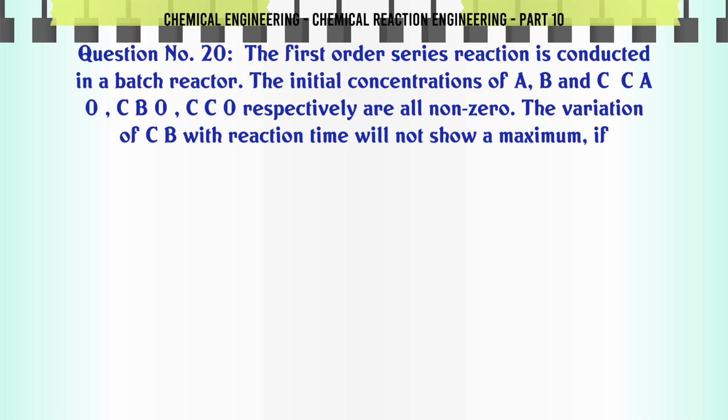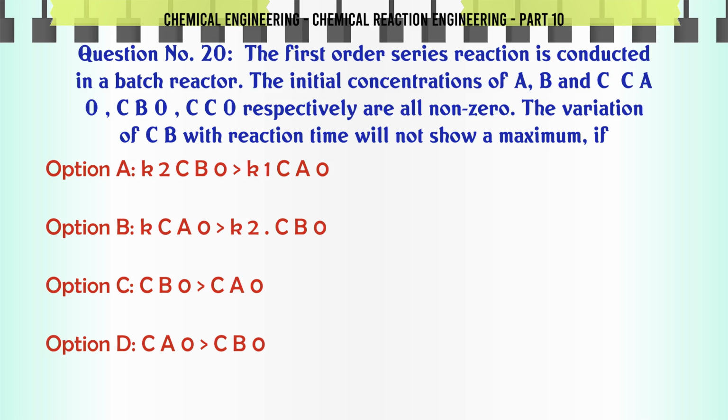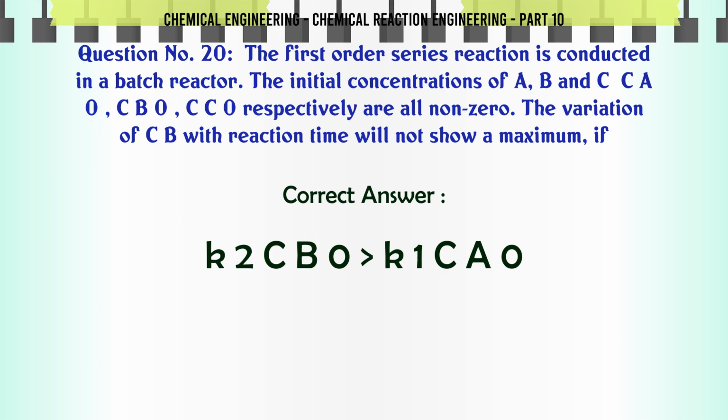The first-order series reaction is conducted in a batch reactor. The initial concentrations of A, B, and C, that is C_A0, C_B0, C_C0 respectively, are all non-zero. The variation of C_B with reaction time will not show a maximum if: A. k2 C_B0 > k1 C_A0, B. k1 C_A0 > k2 C_B0, C. C_B0 < C_A0, D. C_A0 < C_B0. The correct answer is k2 C_B0 > k1 C_A0.